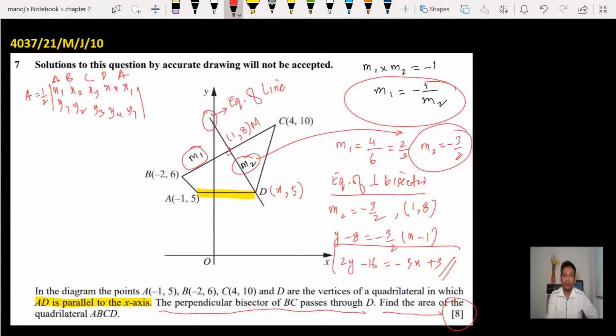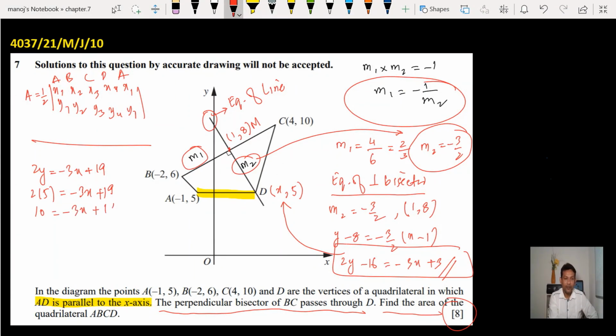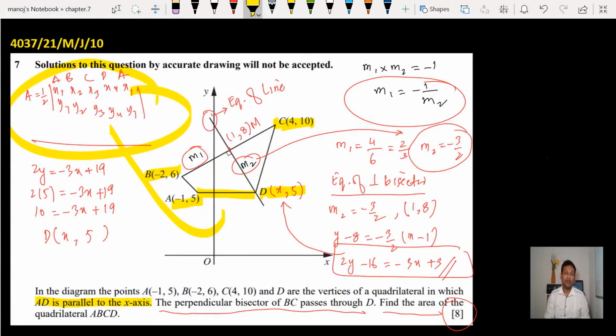When we assemble the equation, 2y is equal to minus 3x plus 19. Put the value, y is 5, and you can get the value of x after solving this. Then whatever the value of x is coming, this will be the coordinates of D, x and 5. All the values of A, B, C, D, you can substitute in the formula, and you can get the area of this closed figure, that is a quadrilateral. So by this way, we have done year 2010, all the questions of the Add.Maths variant.